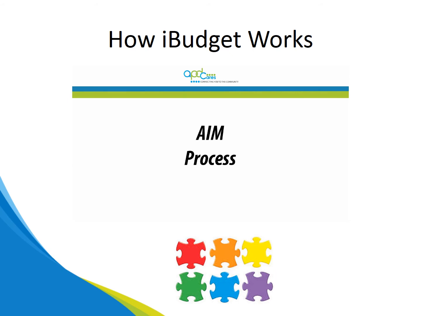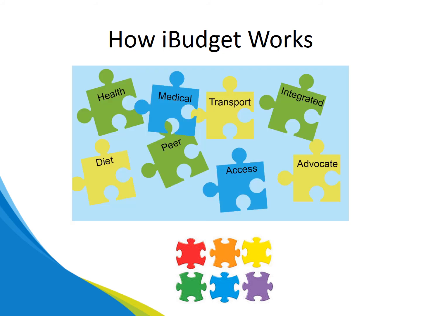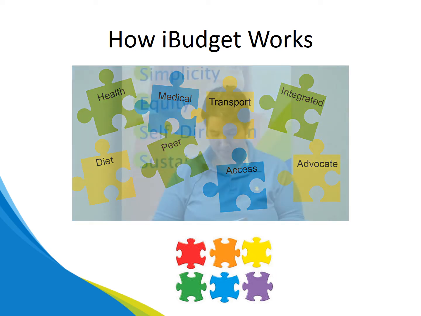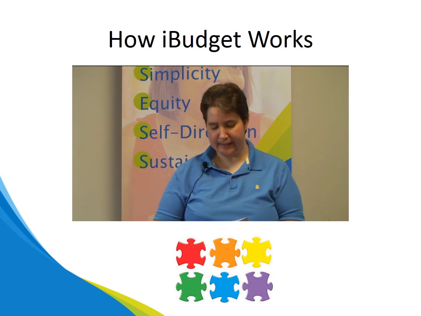During the AIMS process that will be covered, and when you take a look at these pieces before me: health and safety, my medical needs, transportation, community integration, diet and exercise, peer integration and support, accessibility and environmental barriers, and self-advocacy. Is there enough in my individualized budget to meet my needs in order that my global needs are met and I have optimized the use of all other resources?